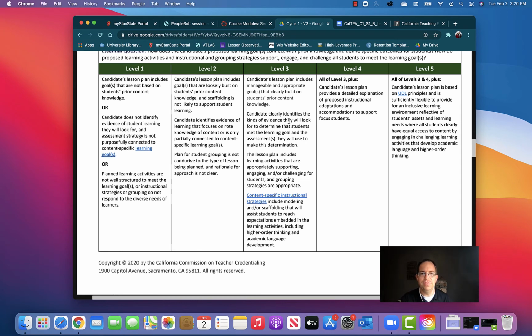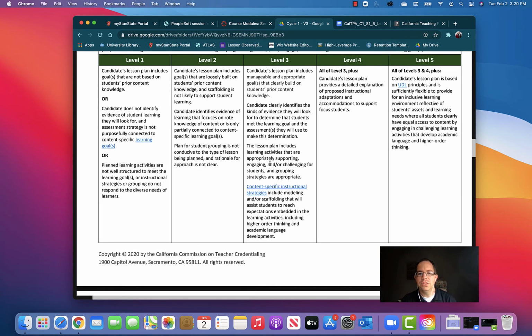You don't have to worry about, do I have enough paragraphs, enough sentences? Is it long enough? You know that you have enough because you've looked at the rubric. Same thing here. Lesson plan includes learning activities, hoping that I'm emphasizing that there, that are appropriately supporting, engaging, and then there's that and or challenging.